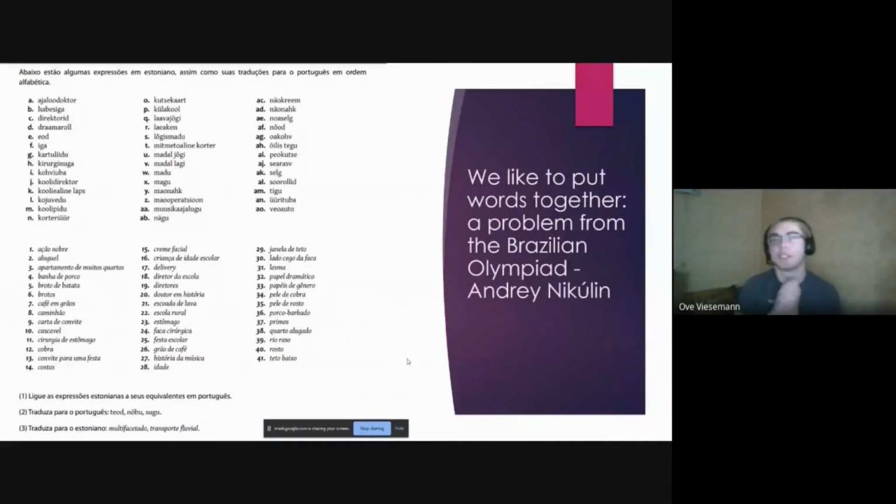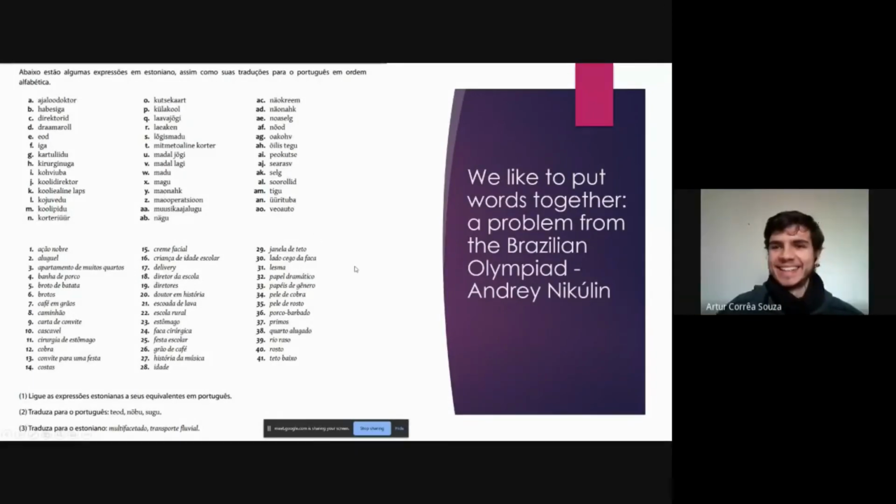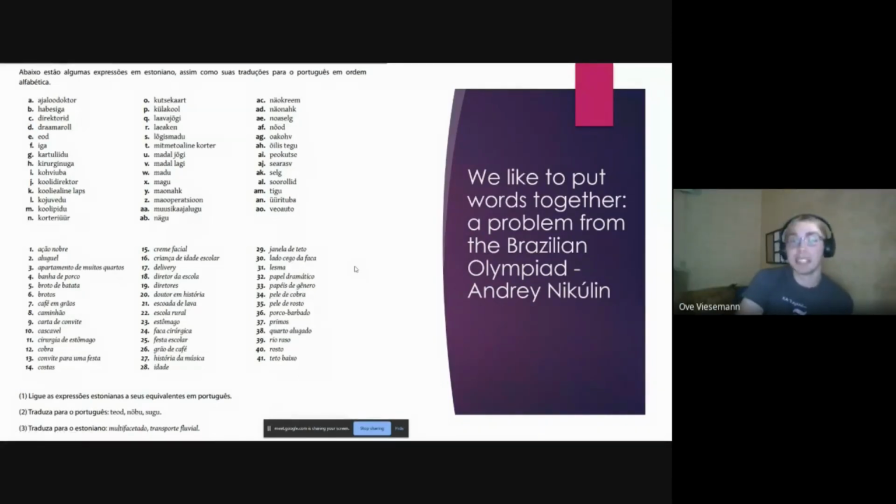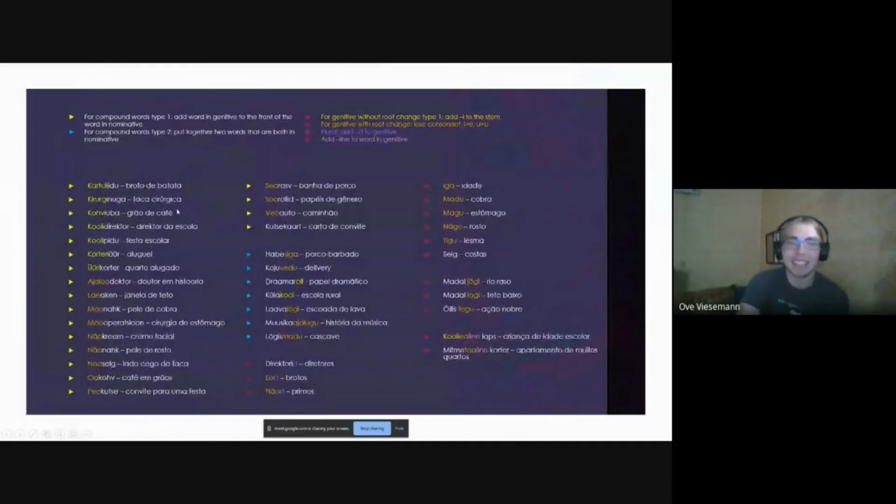We like to put words together. Problem from the Brazilian Olympiad by Andrei Nikulin. I'm pretty sure that this problem is familiar to most of you. Anyway, it would be a lot easier for me to solve it as I know what is happening in Estonian and I can pretty much put 1 + 1 together here. And this is how I divided things.